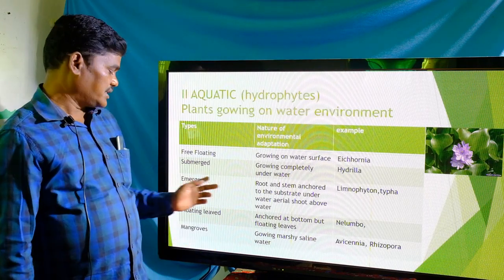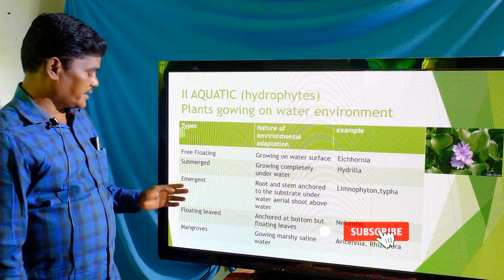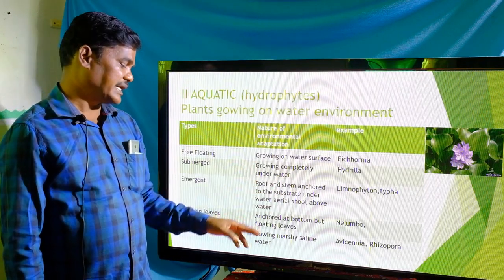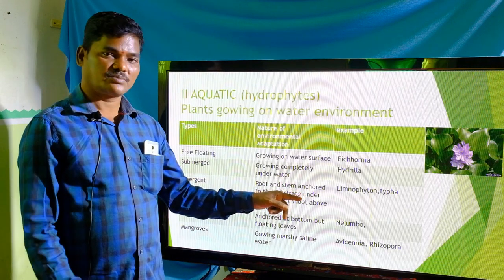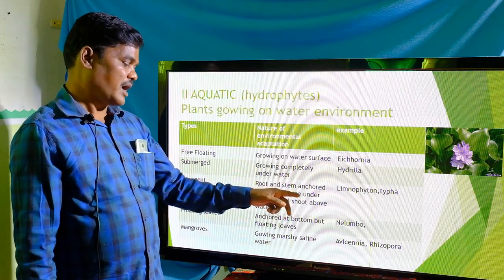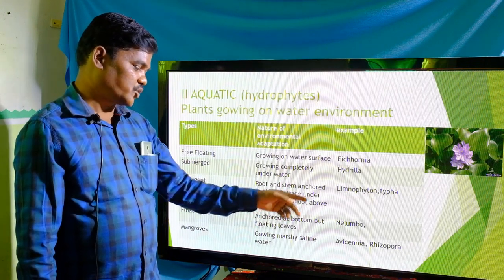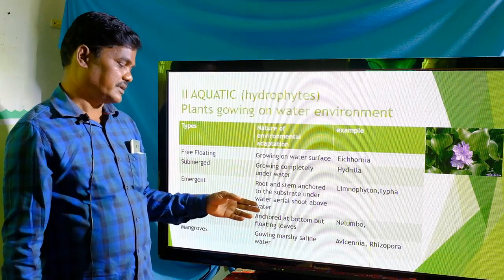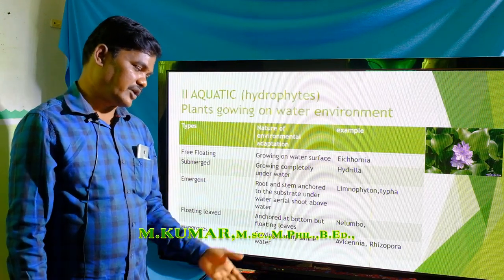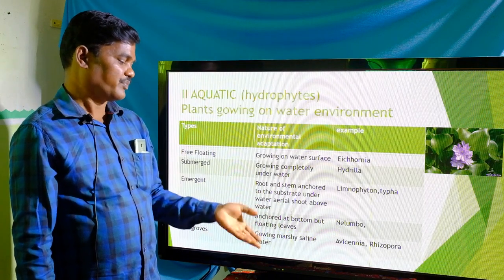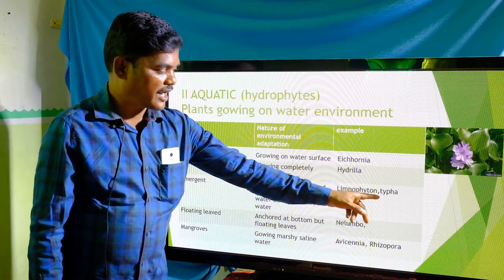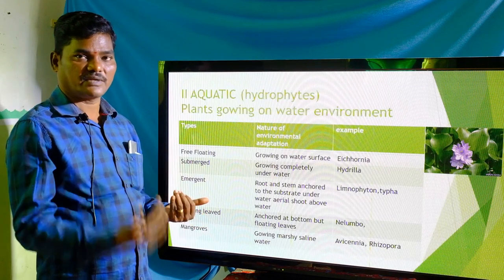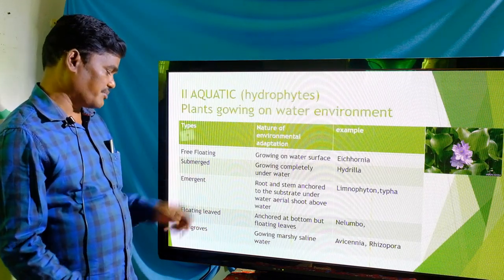And submerged: growing completely under the water, the plant which lives inside the water, that is called a submerged plant. Example Hydrilla. And the third one is emergent plant. Emergent plant means the root and stem are anchored to the substrate. Anchored to the substrate means the root and stem are inside the soil under the water, and the aerial shoot is above the water. So shoot means stem, it is seen above the water. Stem and root under the ground, and shoot above the water, that is called Limnophyton and Typha. This is the emergent type. Two parts are involved in this, the aerial part as well as the aquatic part, and the soil part is involved in this emergent plant.